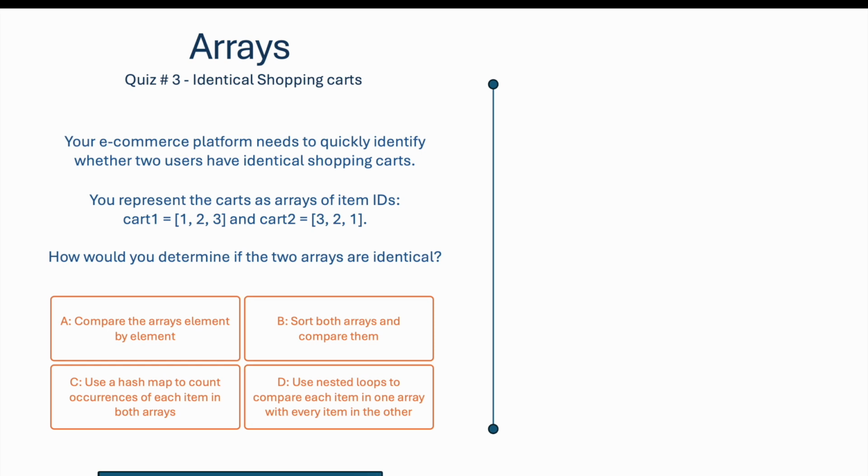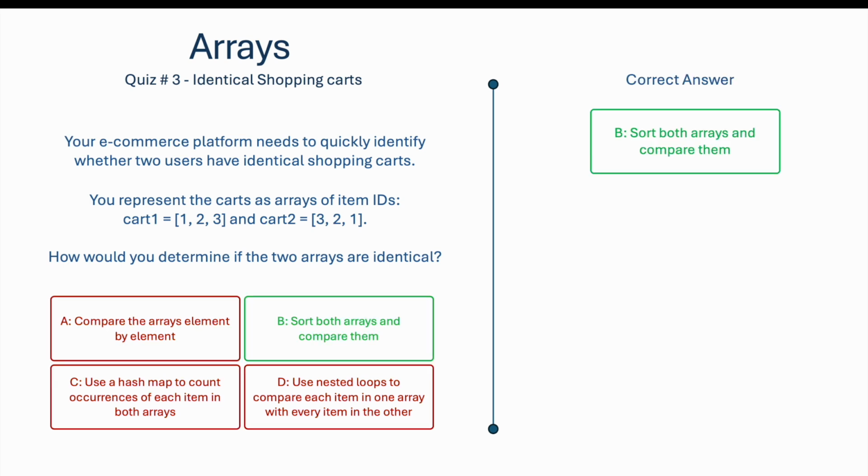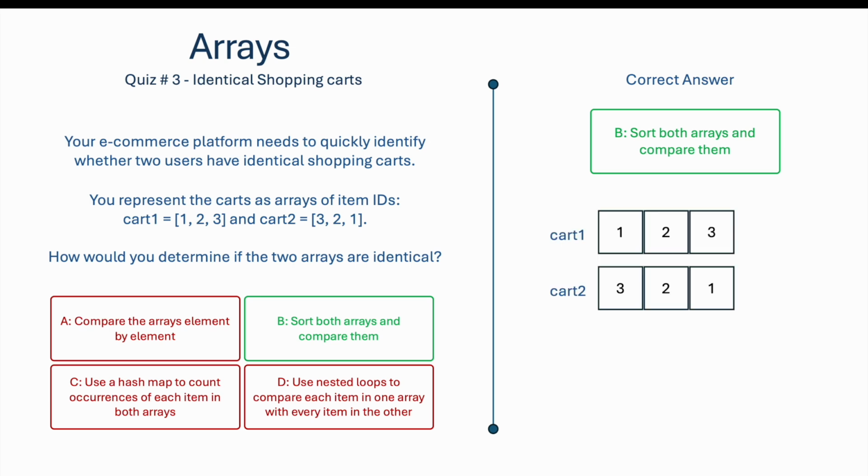So the right answer is B. Sort both arrays and compare them. So here are our carts. These are the two arrays representing the item IDs in our carts. After sorting, this is how the arrays look. Visualizing it, we can say that they are very much identical.